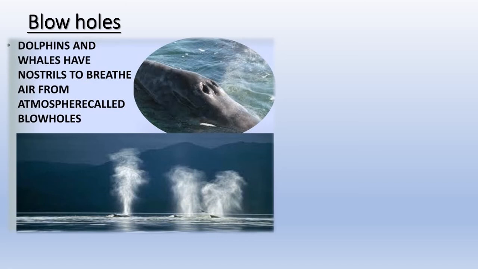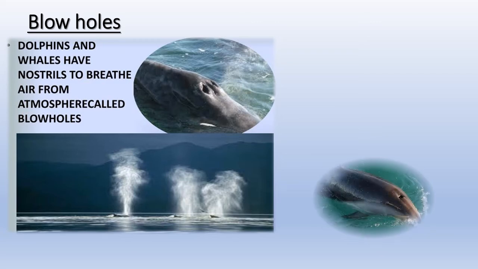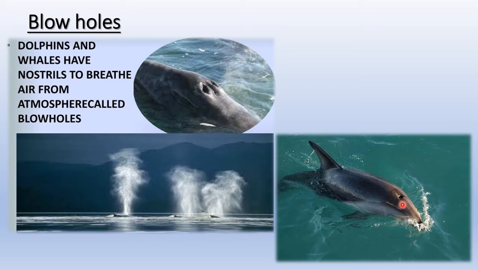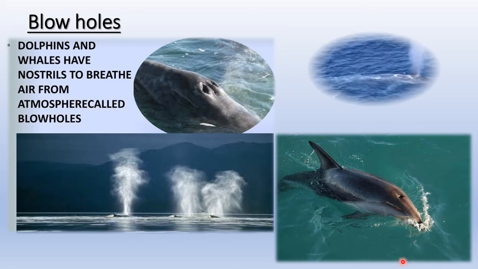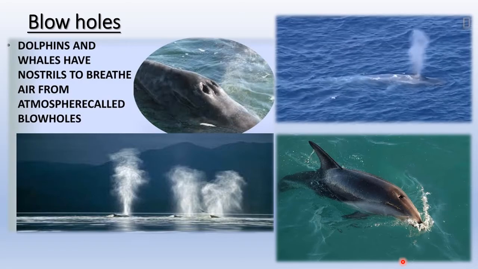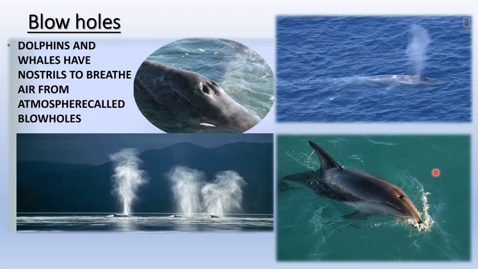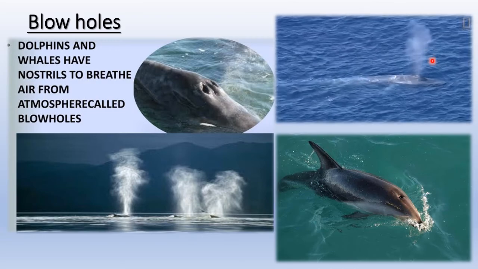Blowholes are found on whales and dolphins. They have nostrils to breathe air from the atmosphere. These are called blowholes. See, this is a dolphin. You'll find the blowhole on top. They are like us. They breathe air. These are whales. The warm air from the whale, when it comes out and meets the cold air of the environment, turns into water vapor.